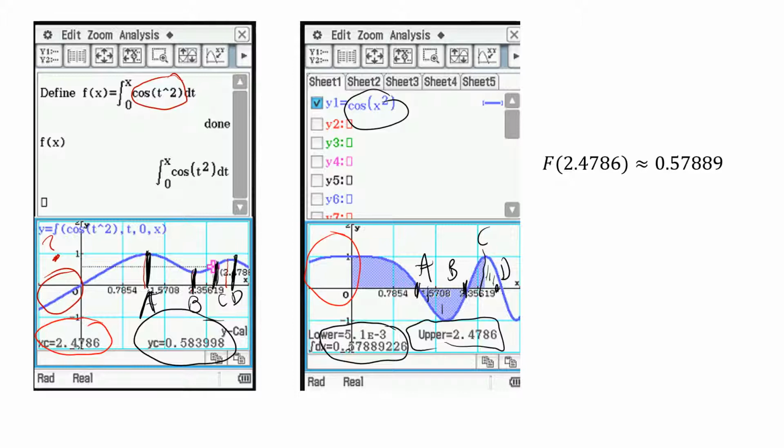Let me just make it clear. Here's our original function. So just to make it clear, let's get rid of that.